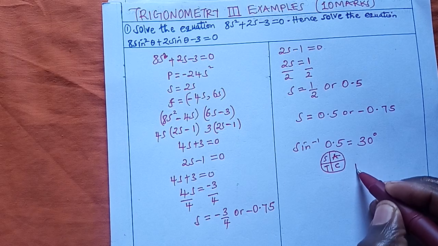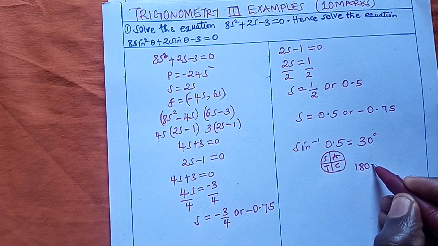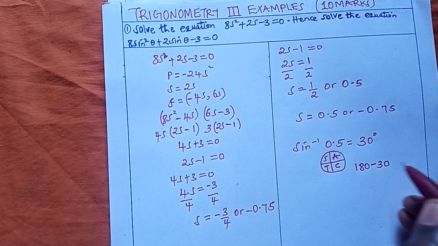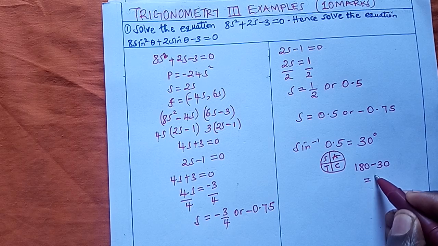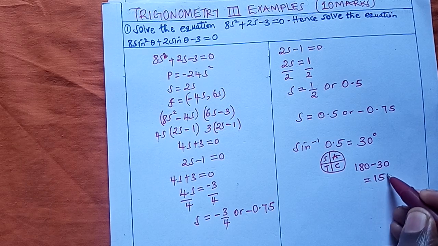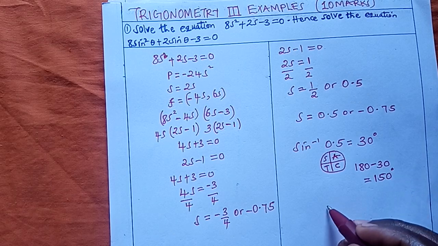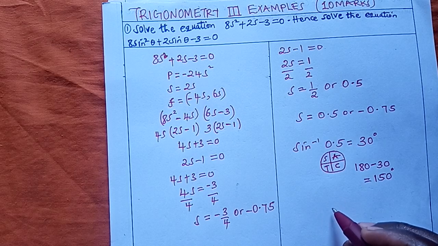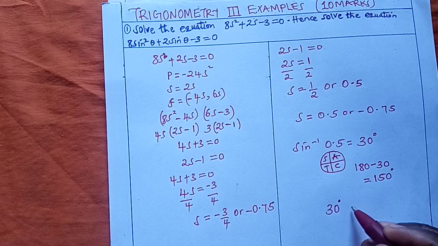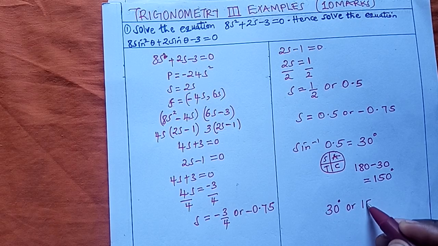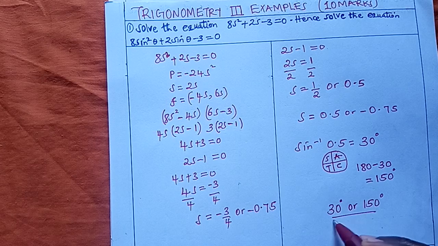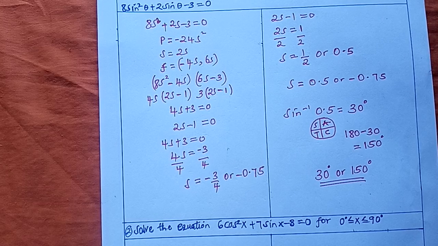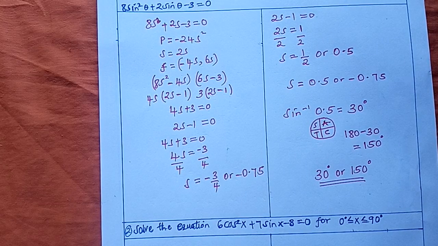So we are going to say that the second angle, in fact, is going to be 180. We take away 30, which is going to give us 150 degrees. So the two answers that are very important to us are, in fact, 30 degrees or 150 degrees. These are the answers that we were supposed to work out under that second part.